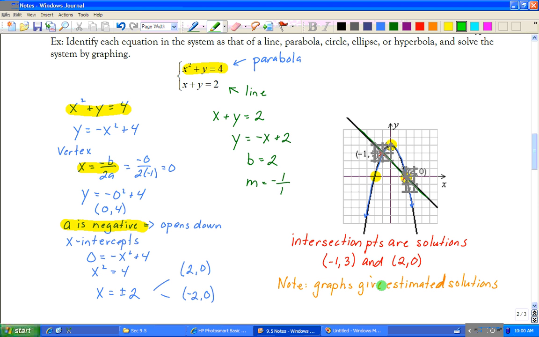So in the next video, we're going to look at another way of solving these to be more precise using algebra.